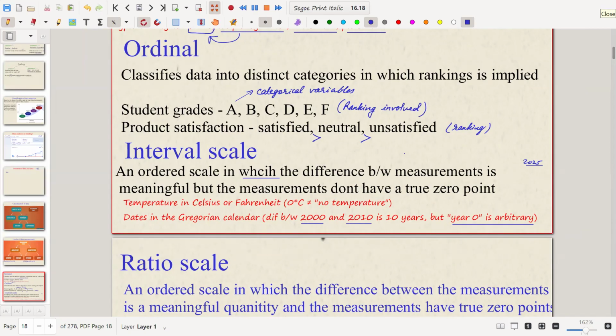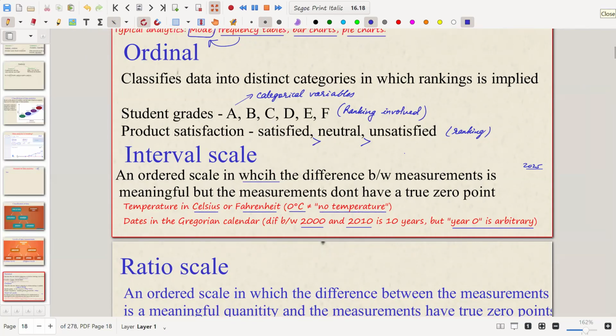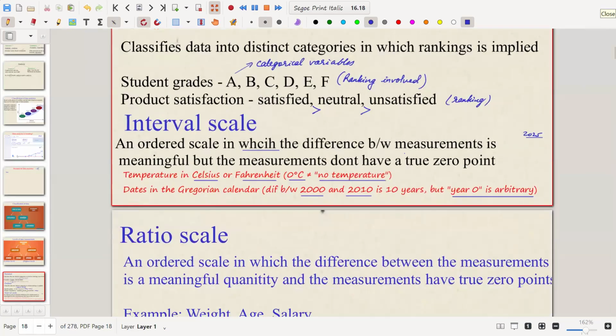Okay. Take temperature in Celsius and Fahrenheit. You can see 0 degrees Celsius; we cannot say that it is no temperature. So with these examples you can have a fresh mind. Some examples will be given to you in your exams, and you will be asked whether it is ordinal, nominal, interval, or something else.